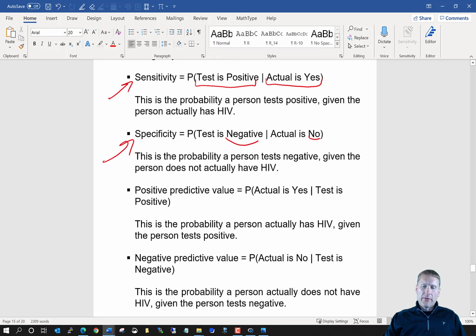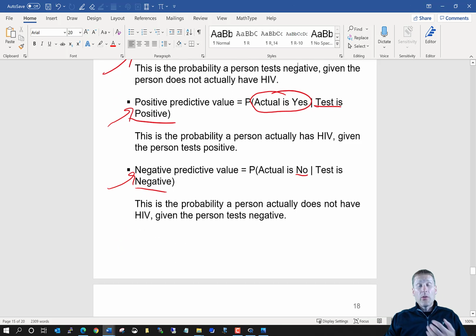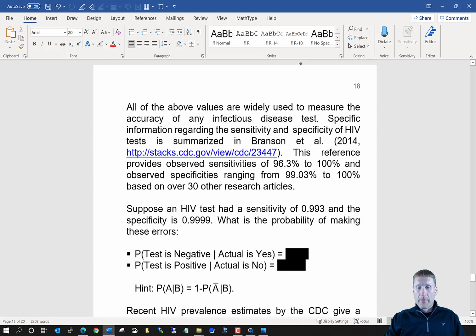Now we can turn things around as well. Instead of having the actual result be what's conditioned on, you could put that as what you want the probability of, now conditioned on the test result. With that, you get what are called predictive values. The positive predictive value means, given that the test is positive, what is the actual probability that someone truly has that disease? The negative predictive value is the same thing, but now you're talking about negatives and that you don't have the disease. Again, we want these probabilities to be as high as possible.